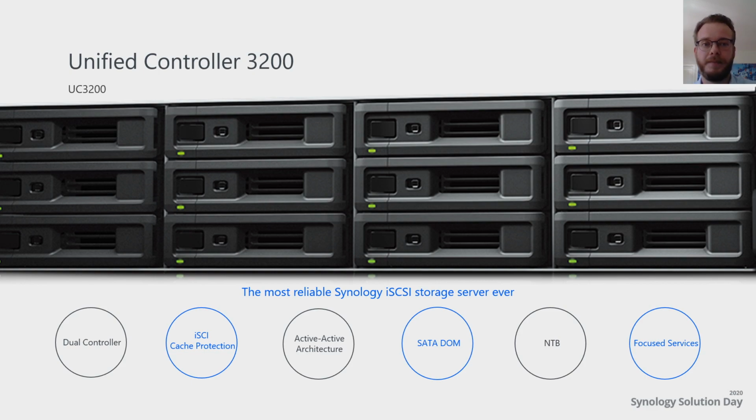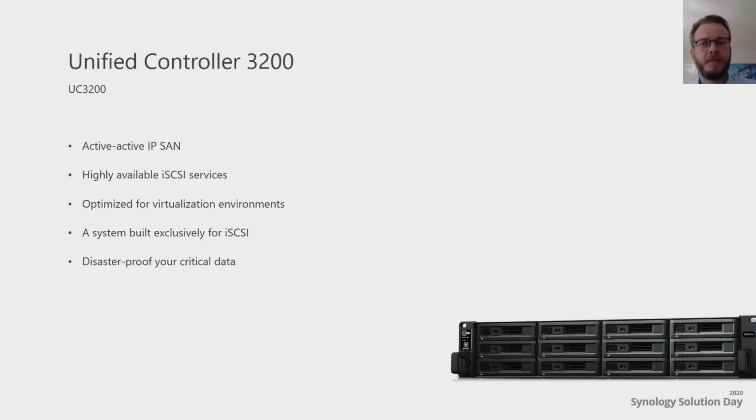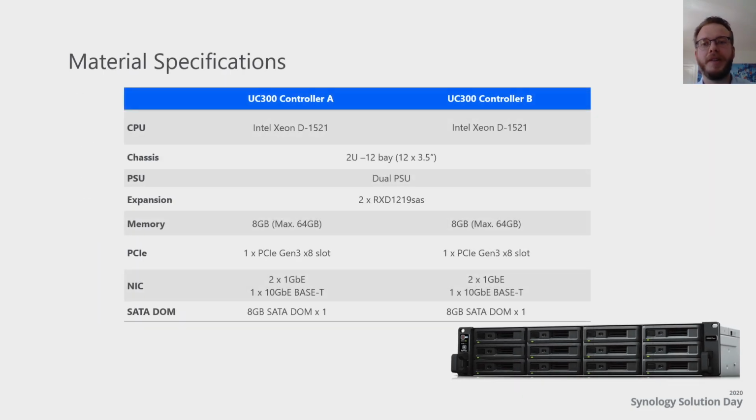So the UC3200, an active IP SAN, comes with fully integrated options for your iSCSI services, and therefore is fully optimized for your virtual storage environment. And this allows you to have your own disaster-proof unit for mission-critical data. The unit comes with two Intel Xeon D1521 processors. Standard, it has 8 GB of memory, but it can easily be expanded. And as mentioned, it has a SATA DOM where the operating system is stored and can be updated without suffering from any downtime.